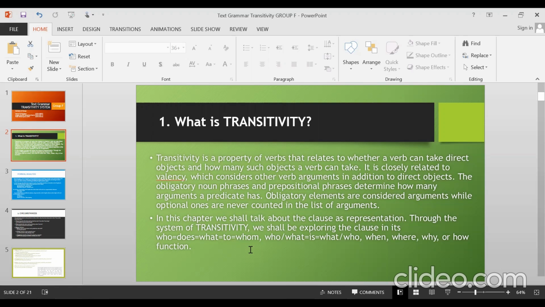In this chapter, we shall talk about the clause as representation. Through the system of transitivity, we shall be exploring the clause in its who, same as does, what, same as to, and whom.